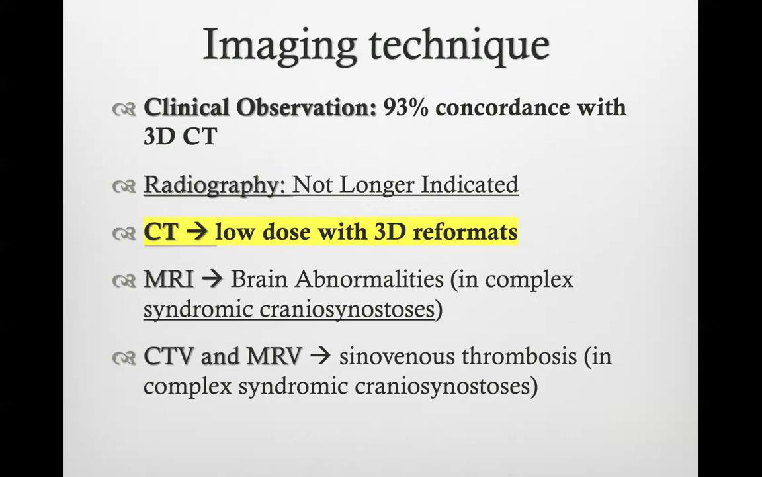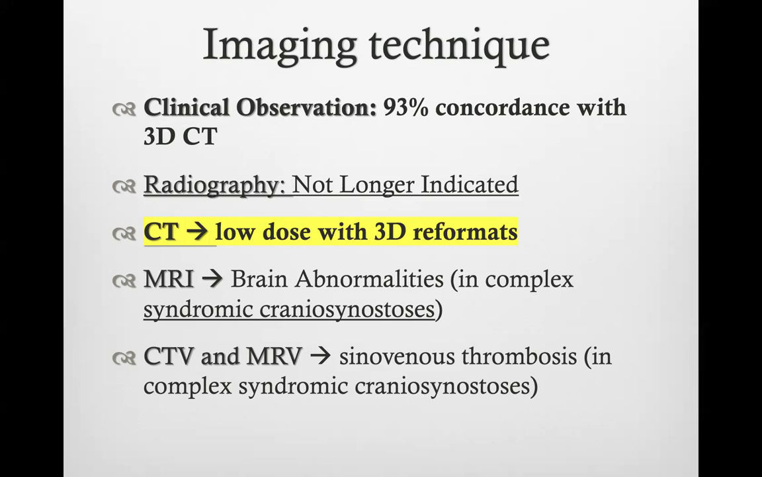What are the imaging techniques? First thing you need to remember, guys, is that if you have a good clinician, they will be almost always right when it comes to the skull shape. So they will ask you for imaging to confirm craniosynostosis that they will have already identified in the clinical examination. And to do so, we never use a radiograph.